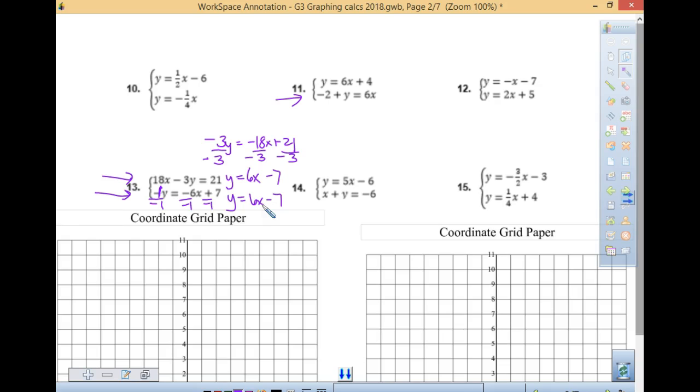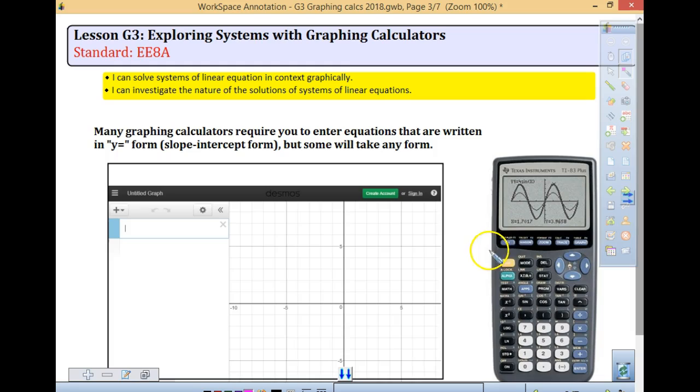And the same lines have what for a solution? Infinitely many. Do you still need to graph it? Yes. Okay? But you are only graphing one line, because it's one line on top of the other one. When you use the graphing calculator, you're using the y equals button to put in an equation.